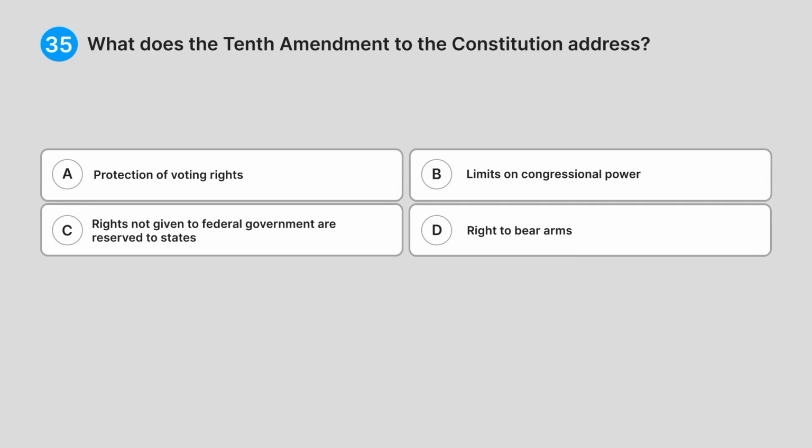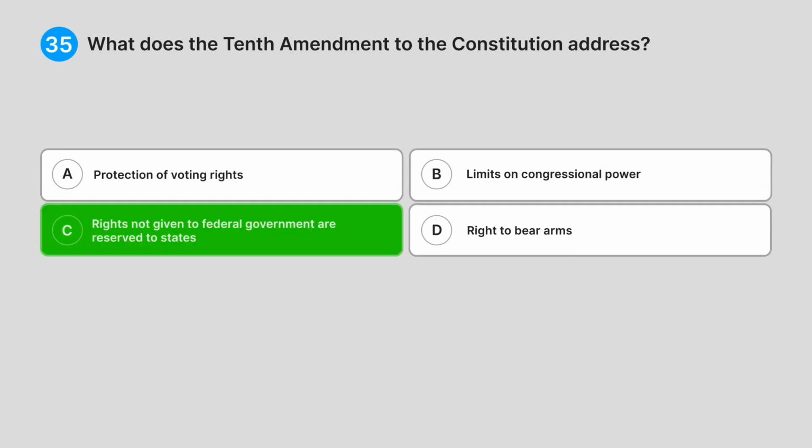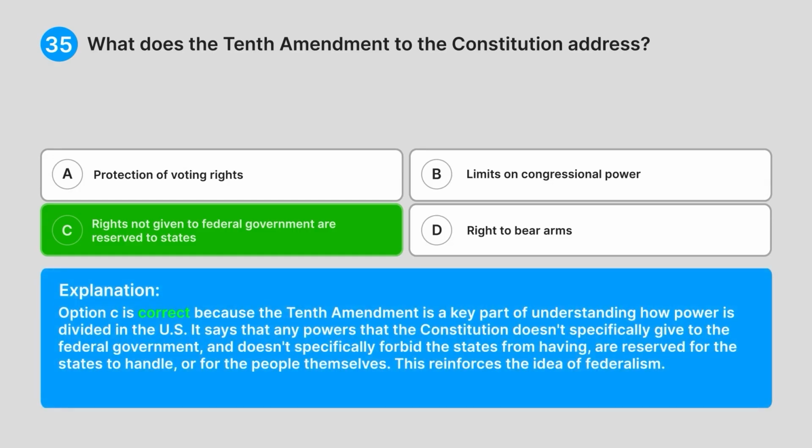Correct answer. C. Rights not given to federal government are reserved to states. Explanation. Option C is correct because the 10th Amendment is a key part of understanding how power is divided in the US. It says that any powers that the Constitution doesn't specifically give to the federal government and doesn't specifically forbid the states from having are reserved for the states to handle or for the people themselves. This reinforces the idea of federalism.